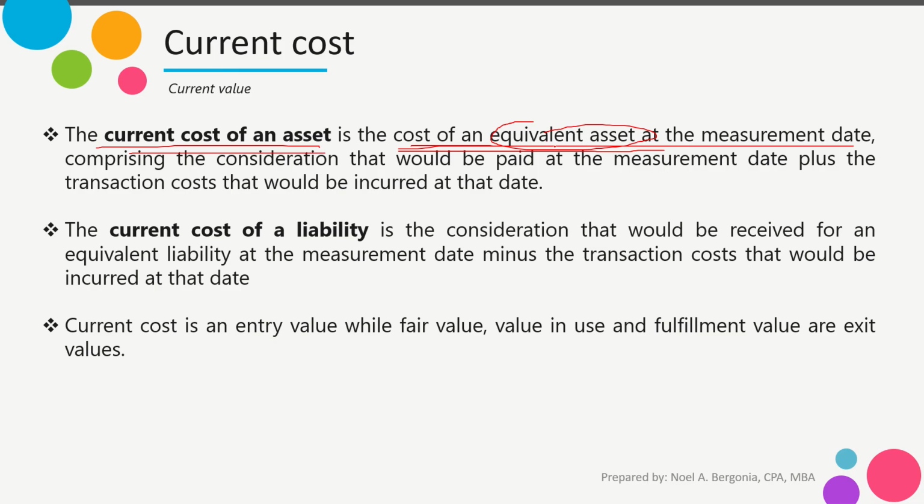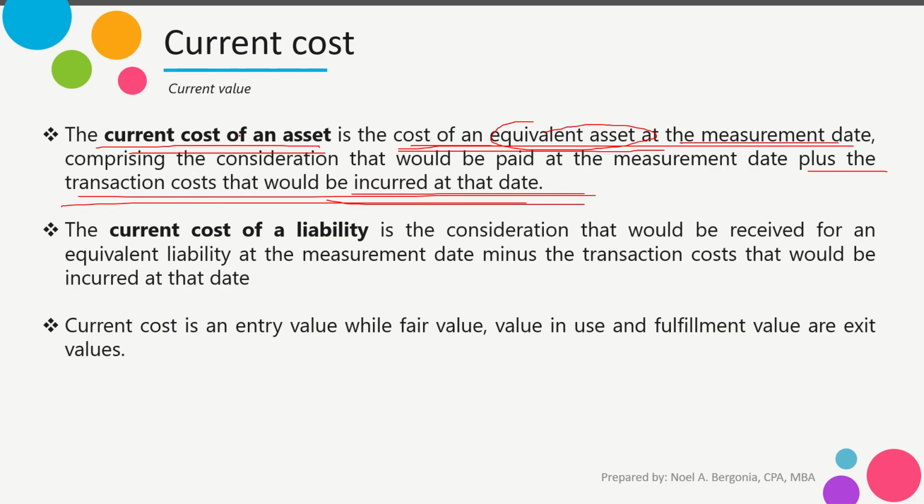Okay? Equivalent asset kasi. At the measurement date, and take note of this guys, no? Comprising the consideration that would be at the measurement date plus transaction costs. Ayan, no? Ang pinagkaiba nitong current cost na to doon sa dalawang nauna under the current value is that it considers transaction costs at the date that you have incurred. Yung fair value kanina bawal, no? Yung value in use naman, 'di ba? Hindi pwede yung transaction cost, at you acquire only the ultimate disposal cost yung kasama.